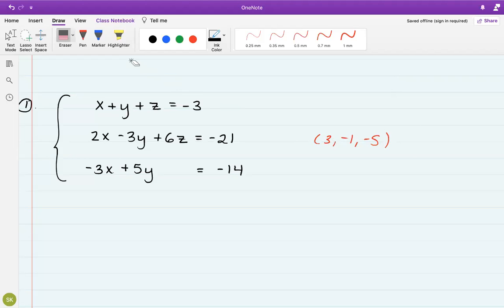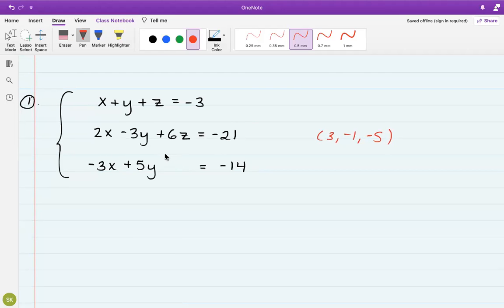Before I do that though, I do want to mention that on your homework, you might see something that asks you, is this point a solution to this system? And all you have to do, which is very similar to what we've done before, is just plug the x, y, and z into each equation and make sure you get a true statement. So if I said (3, -1, -5) is a solution, then if you plug these numbers into x, y, and z, you should get -3, -21, and -14. If you get a number like this is -3, this is -21, and this is like 8, then it's not a solution. It has to satisfy each equation.